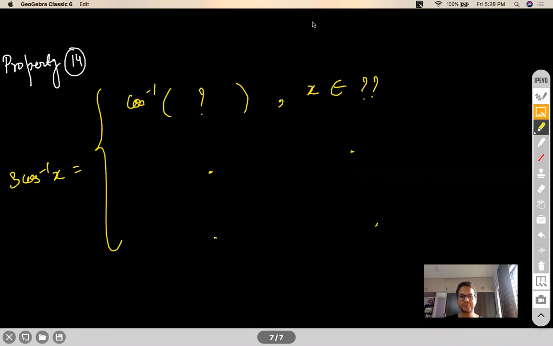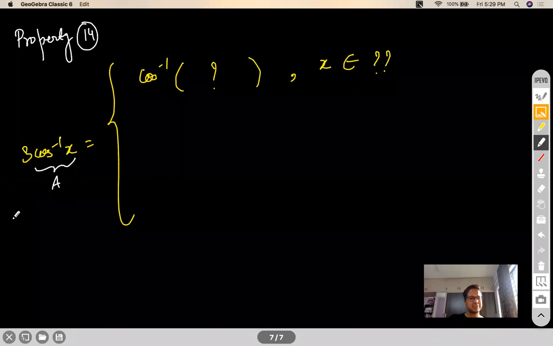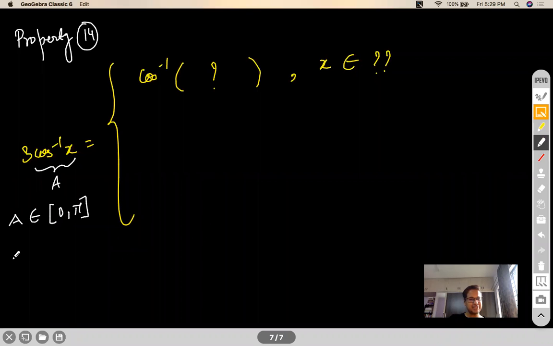Done? Awesome. Very good. Okay. So this question, since it is the last property, I'll be doing it in a slightly more extensive way so that you are aware of what is going on. So again, let's call this as an angle A. Okay. So A lies between 0 to pi. So 3A will lie between 0 to 3 pi.